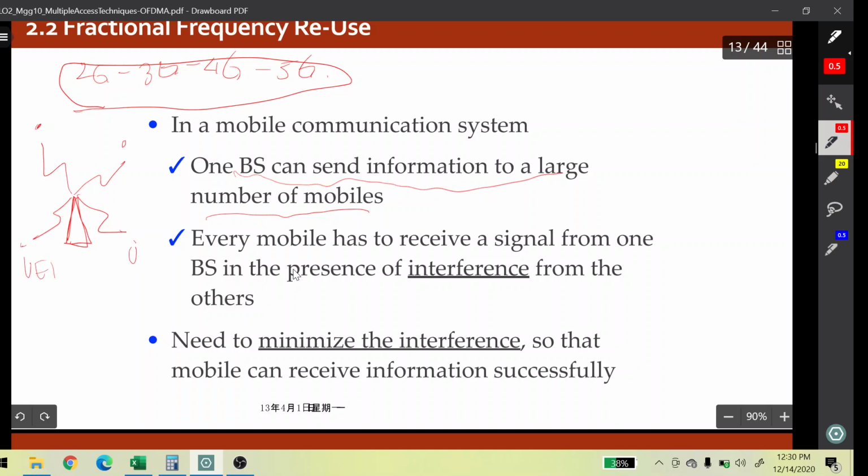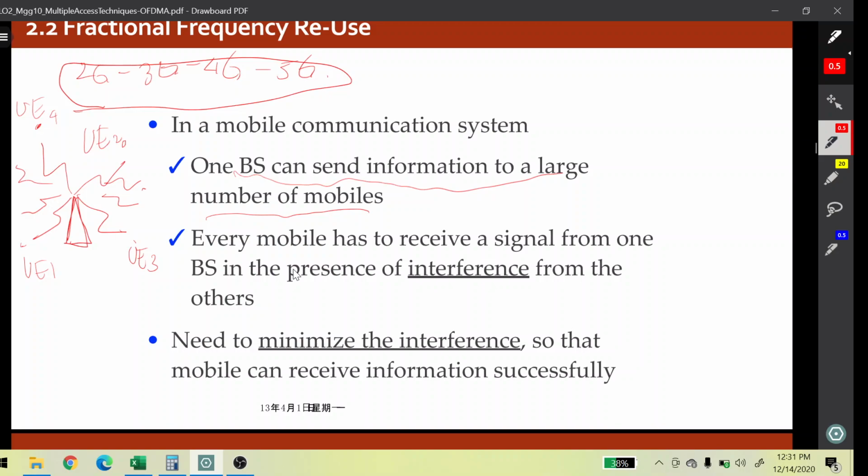UE1, UE2, UE3, UE4. It's not limited to 4, but it could be a large number of mobile users. Now, every mobile has to receive a signal from one base station in the presence of interference from the others. So, the interference does not happen from this cell, right?